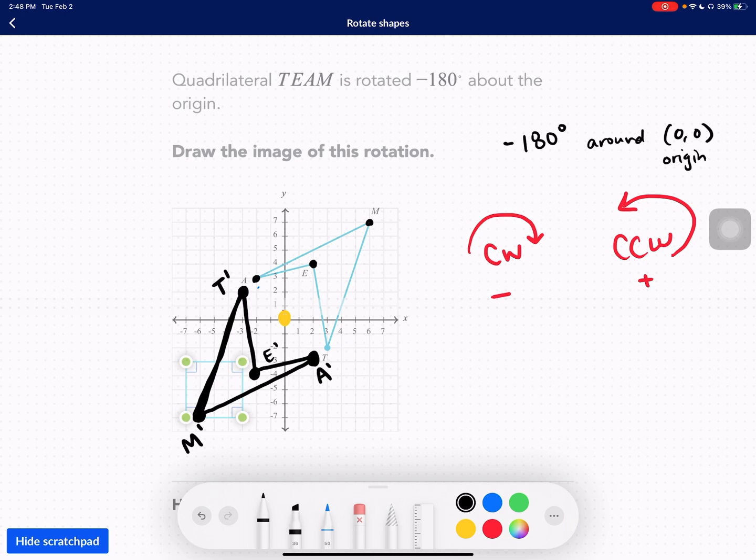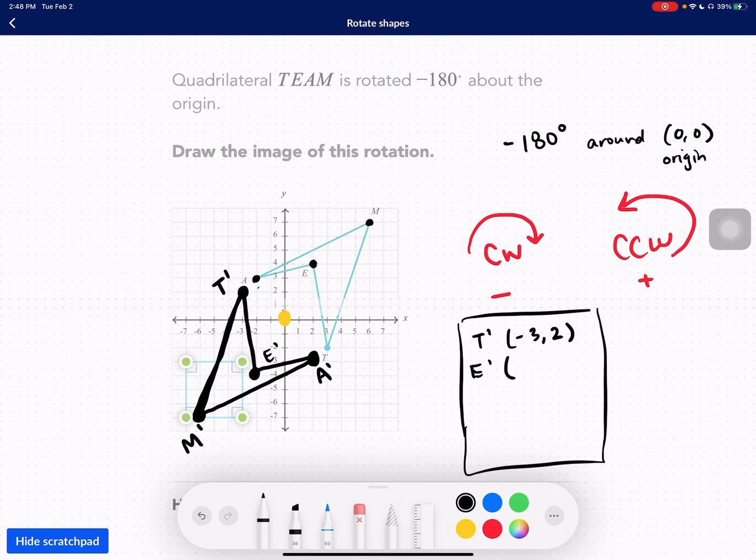So obviously, once I draw this, I'm not going to be able to memorize where I need to make the points for my Khan Academy. So I'm going to write them down off to the side. Imagine that this is like a piece of paper off to the side here. Okay, so I'm going to write down that T prime is at the point -3, +2. E prime is at the point -2, -4. A prime is at the point 2, -2. And M prime is at the point -6, -7. Okay, so these are the points that I need to plot.